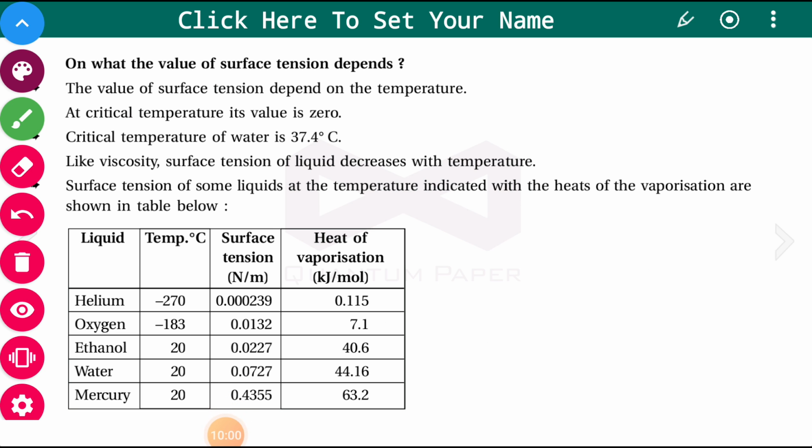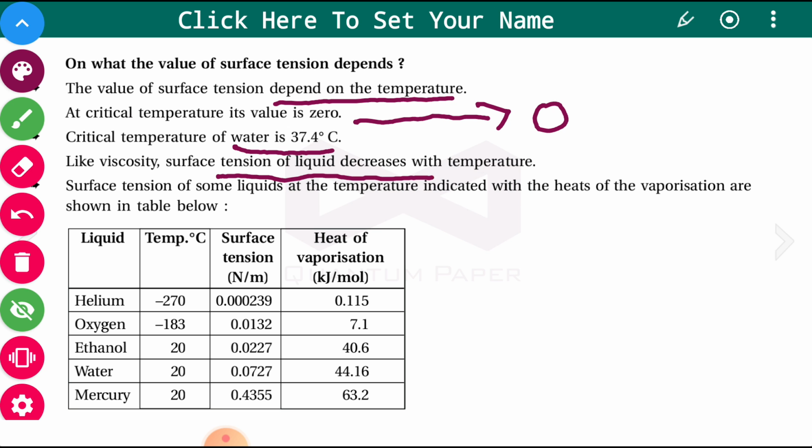Now, the value of surface tension depends on some parameters. The value of surface tension basically depends upon the temperature. The critical temperature is the temperature at which the surface tension becomes 0. Now, the critical temperature of water is 37.4 degree Celsius. Like viscosity, surface tension of a liquid decreases with temperature. Surface tension of some of the liquids is shown in this particular table. You can refer to your textbook for this.